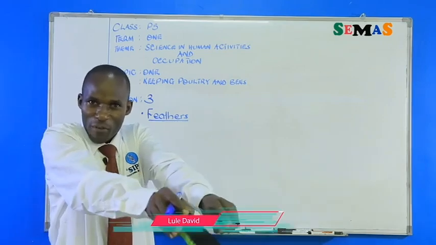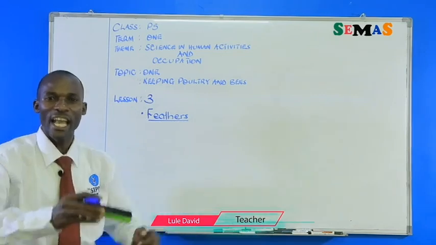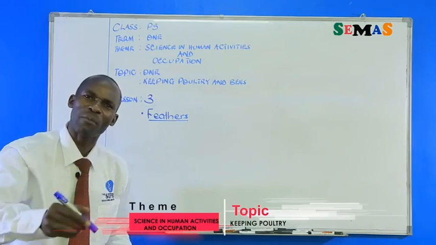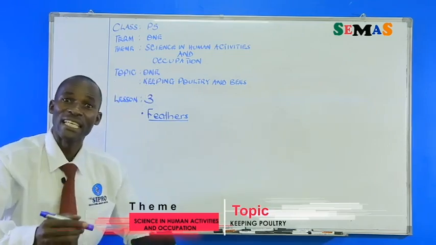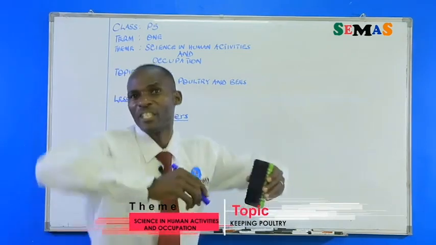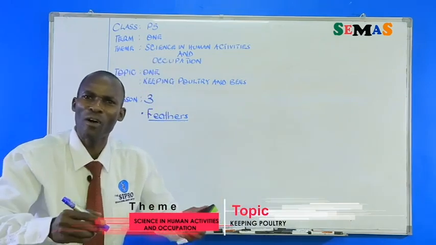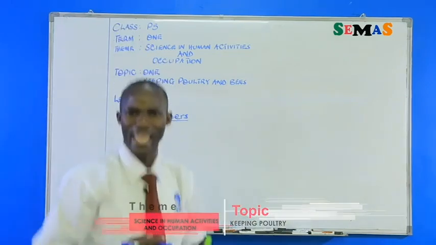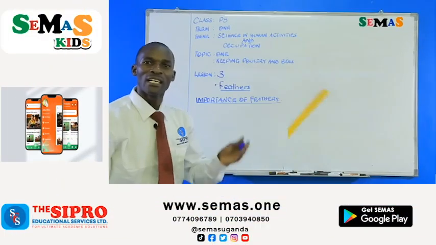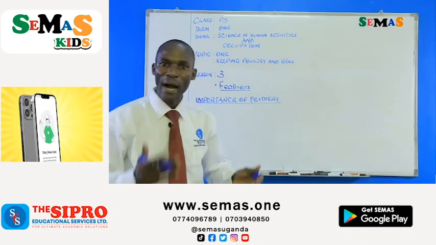The forelimbs of a bird are modified into wings, which help the bird to fly. And one thing that is interesting about the wings is that they are light. In some birds, actually, they are even small. Why? To reduce the weight of the animal such that it can easily fly. Let us look at the importance of feathers. How are feathers helpful to a bird?